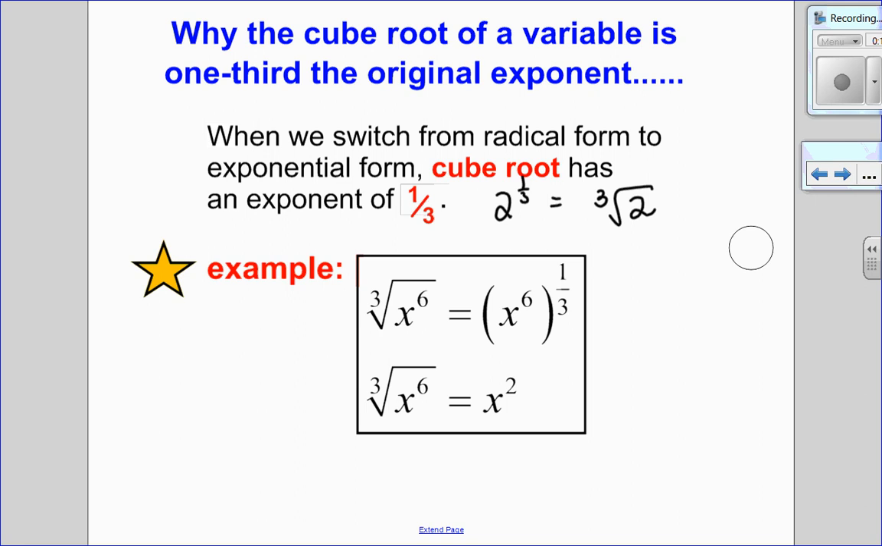Here's an example. The cube root of x exponent 6. To switch it into exponential form, the radicand stays the same as the base, x exponent 6 to the 1/3. Laws of exponents tell me to multiply those together. So 6 times 1/3 is 2. That's why we divide by 3.